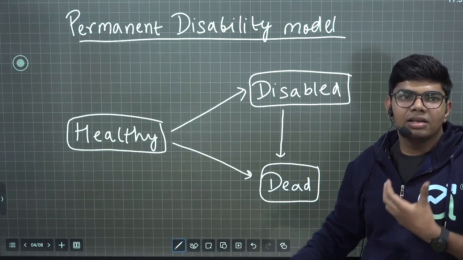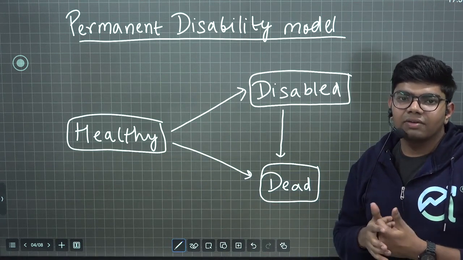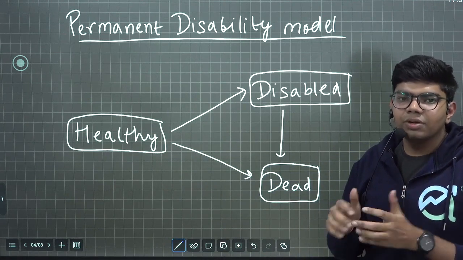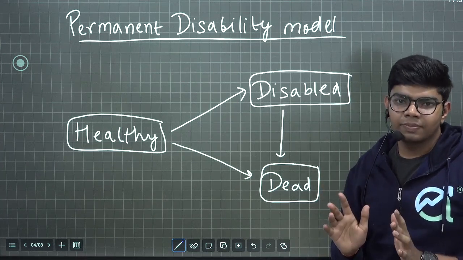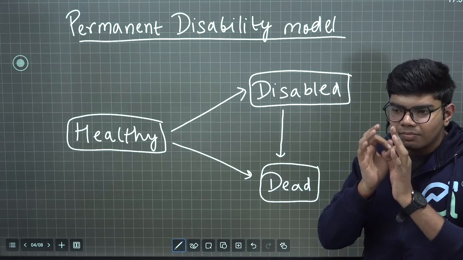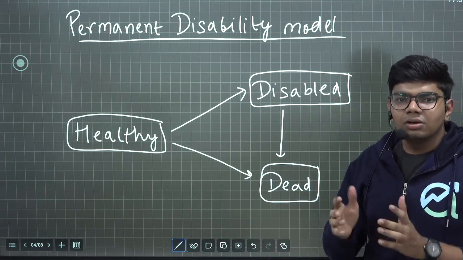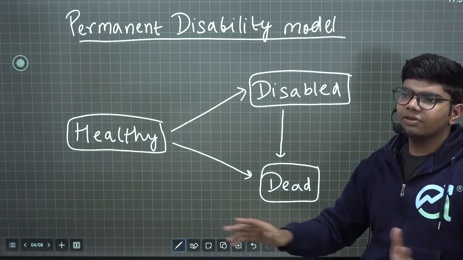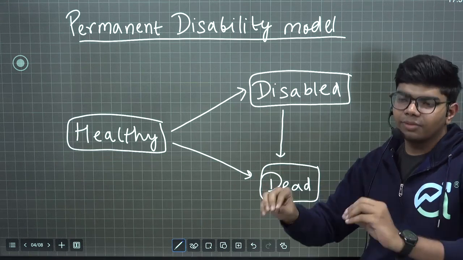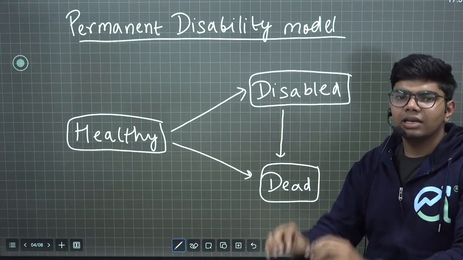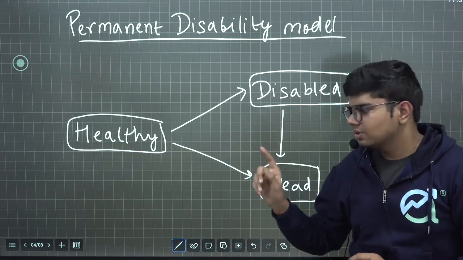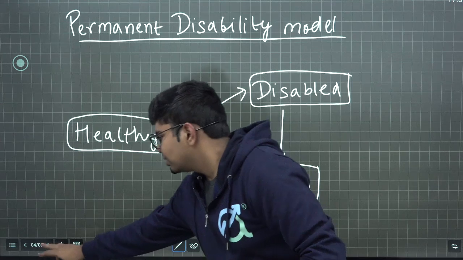For example, if I have a common fever or a viral fever, I cannot claim to be a disabled person. Even though I am bedridden, I cannot claim to be a disabled person, until and unless I have proper evidence from my doctor who says that yes, he has a kind of fever which will prohibit him from working or from doing anything for the rest of his life. Then and only then will I be considered a disabled person. So this is the permanent disability model.